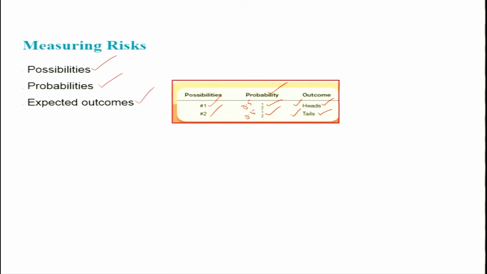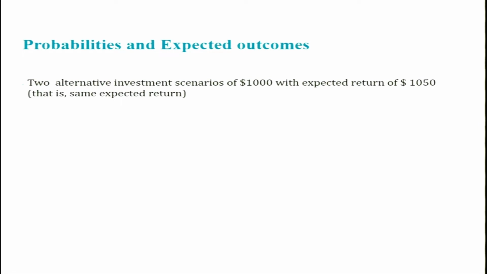So, let us apply this in the context of investment. What are the possibilities, probabilities and outcomes? Plus, we need to include that when you invest there is an expected return as well. To discuss this, let us take two alternative investment scenarios of $1,000. Throughout this discussion, let us take an investment of $1,000 with an expected return of 1050, the same expected return from two alternative investments.